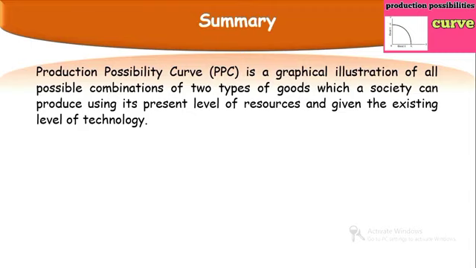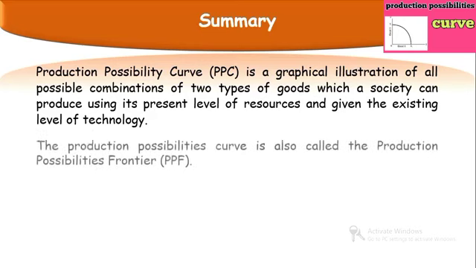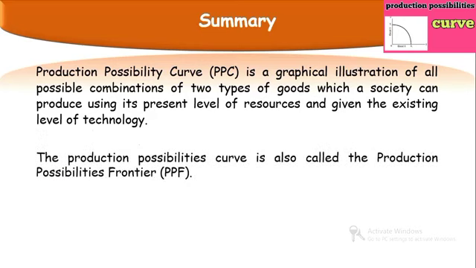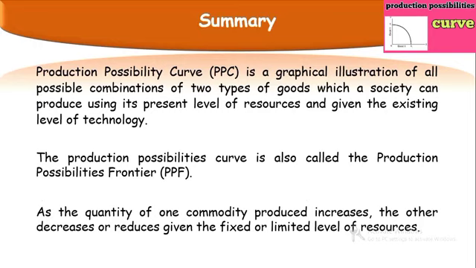Summary. I began this lesson by defining the production possibility curve as a curve or a graph showing the possible combinations of commodities that can be produced in a given economy, given the prevailing level of technology and the available resources. I also looked at the relationship between the total product, the average product, and the marginal products.